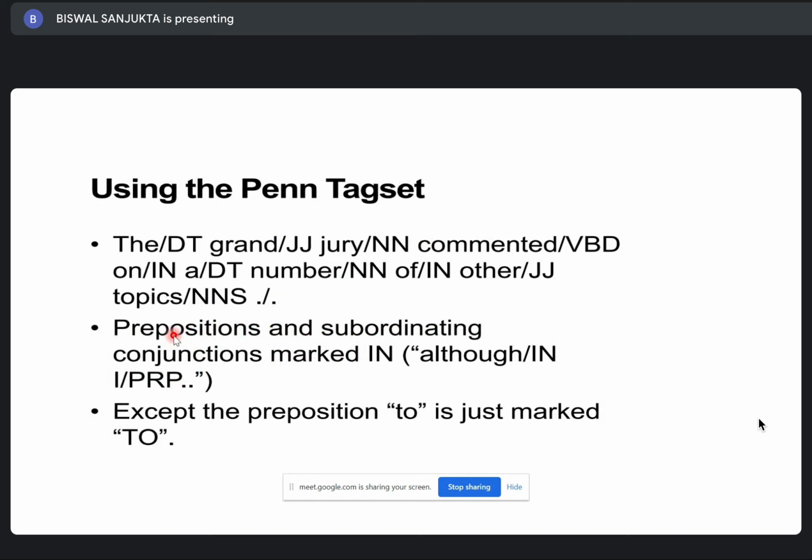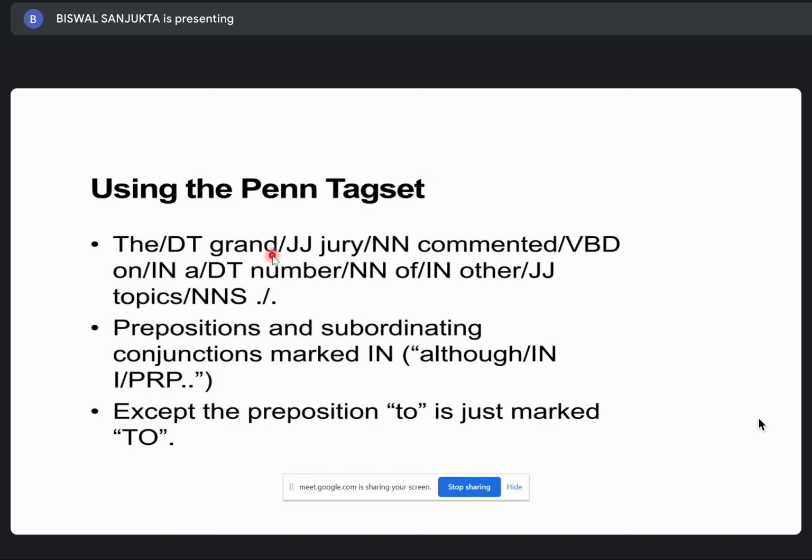Okay, so as I told you, we will have a training data set, and by using that training data set, we need to predict what the POS tag should be. There are different types of data sets available. One of them is the Penn tag set, which was developed by the University of Pennsylvania. For example, DT means determiner, and similarly, JJ represents adjective.